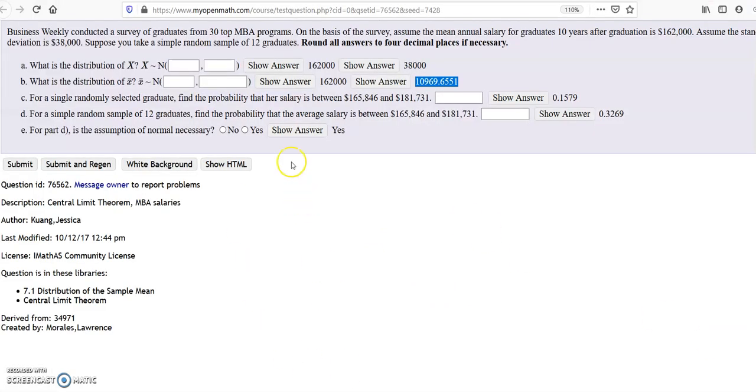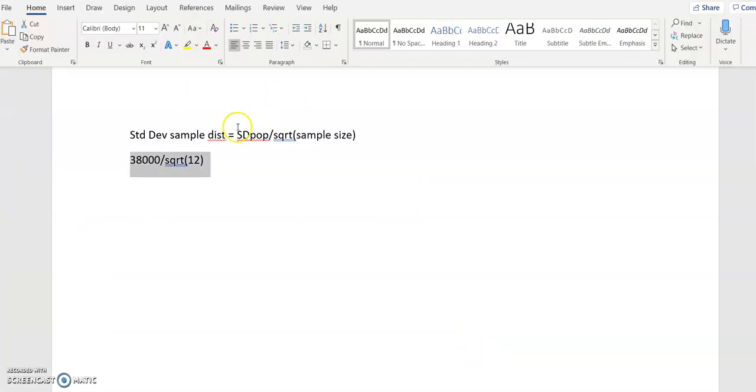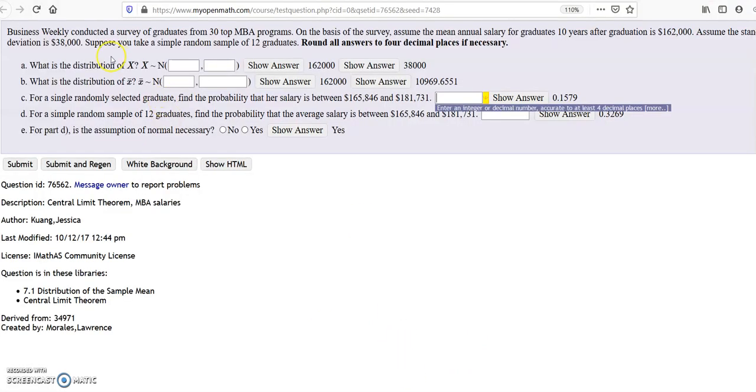Okay, so now for a selected graduate, find one graduate, okay? So the square root of 1 is 1, correct? And anything divided by 1 is that number. So when we do this part of the problem, we do just like we did in chapter 6, the prior chapter, because if we look at this formula right here, square root of the sample size, okay? Well, they said for a single randomly selected graduate. So for this part of the problem, we do exactly what we did in chapter 6, no change. And we use this as our standard deviation, because 38,000 divided by the square root of 1 is 38,000.